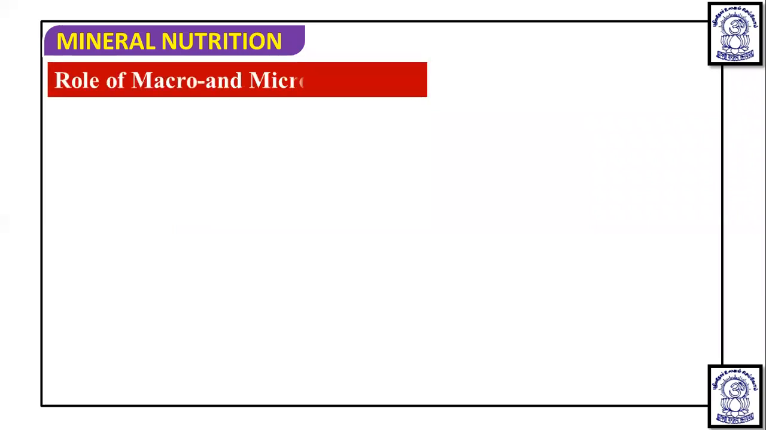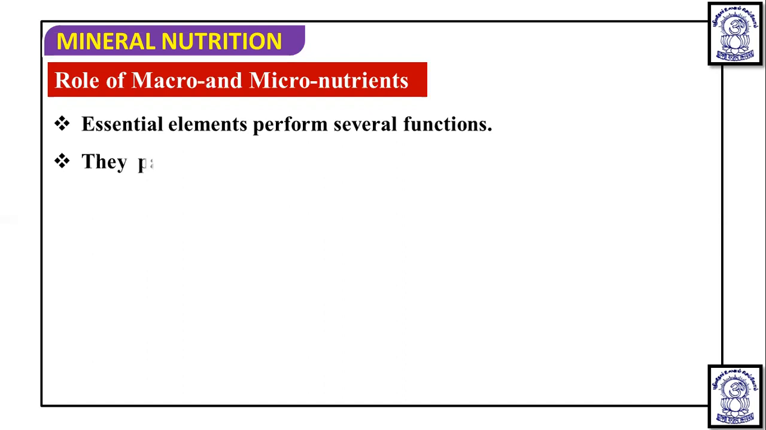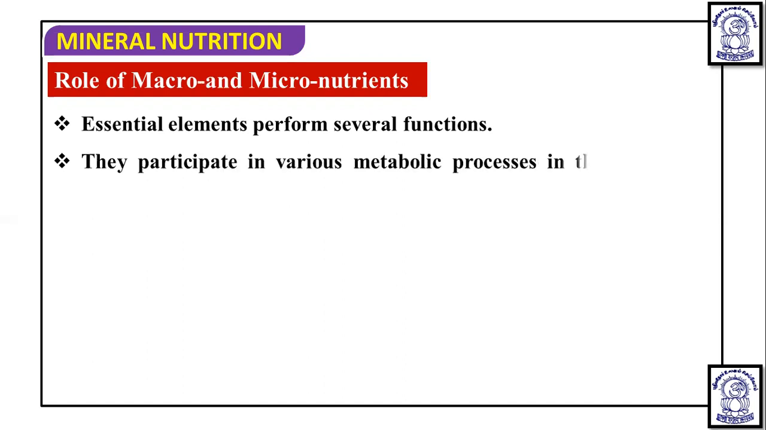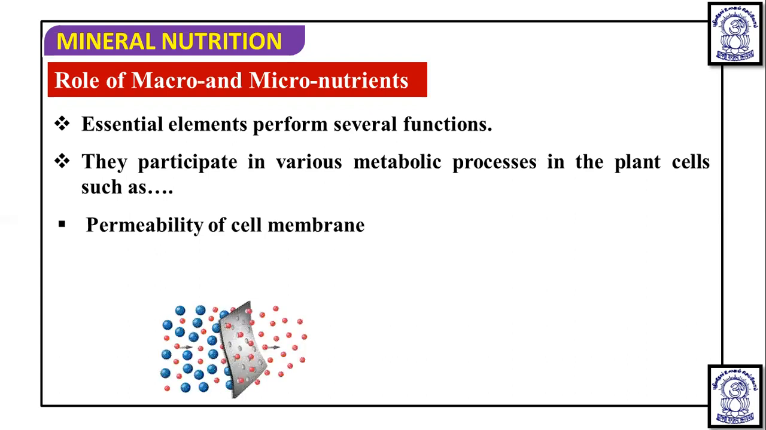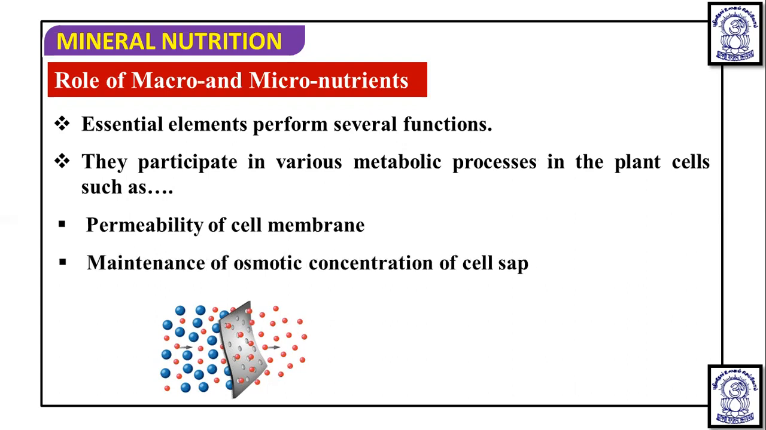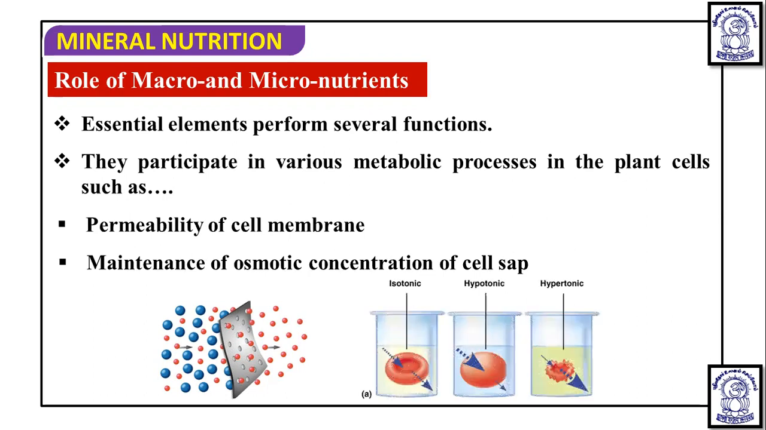If we talk about their role, essential elements perform several functions and participate in various metabolic processes in the plant cell. These metabolic processes include permeability of the cell membrane, where membranes are selectively permeable, and particular elements play a role there. Also maintenance of the osmotic concentration of cell sap, where potassium plays an important role.